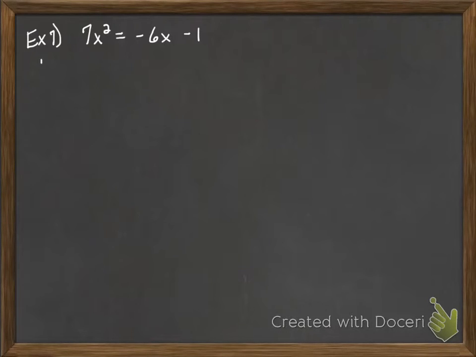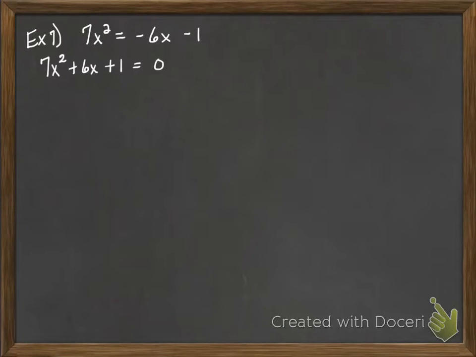Now, y'all have come through enough math that I want y'all to use this shortcut. When negative 6 travels over to the left-hand side, it's going to become a positive 6x. When negative 1 travels over to the left-hand side, it's going to become a positive 1. So when a term changes sides, it changes signs. When it changes sides, S-I-D-E-S, it changes signs, S-I-G-N-S.